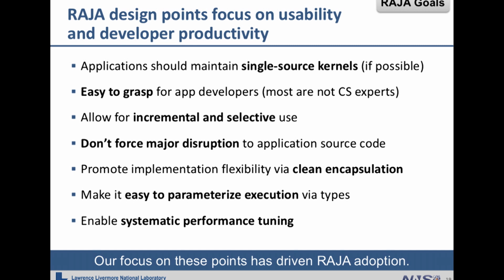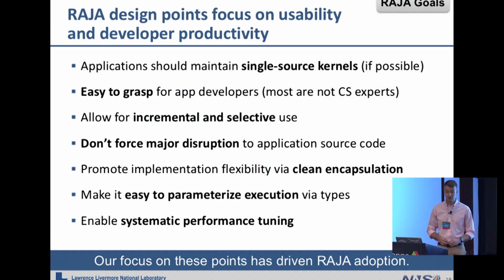The key points that we try and really stick to are that you should be able to keep single source kernels if you can. It should be easy for application developers who aren't necessarily computer science or parallel programming experts to grasp the different concepts and constructs that we provide. You should be able to incrementally and selectively use RAJA, so if there's one piece of your application where it really makes sense, you can throw RAJA in. If there's something else where you don't want to spend all the time porting for minimal gains, that's not a problem and you don't need to.